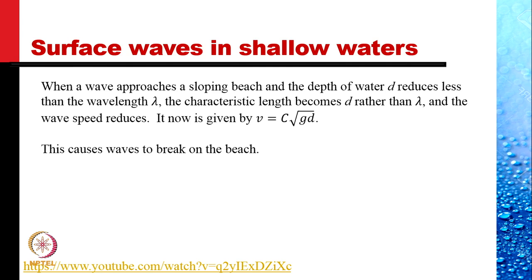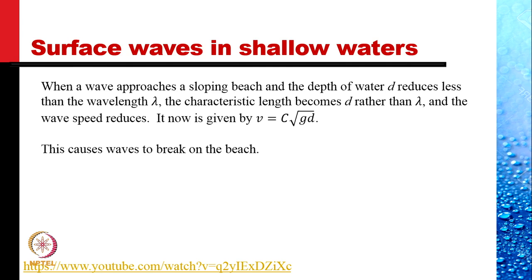When a wave approaches a sloping beach and the depth of water d reduces to less than the wavelength lambda, the characteristic length becomes d rather than lambda, and the wave speed reduces. It is now given by v is equal to c under root gd.